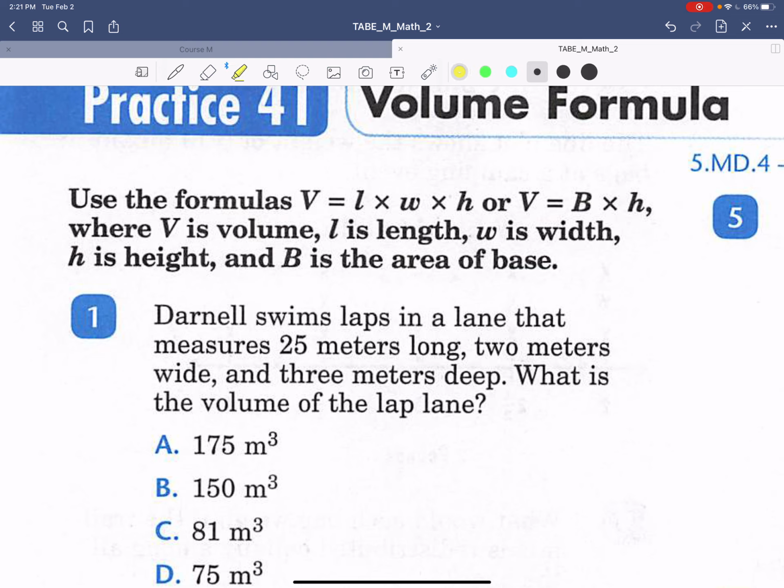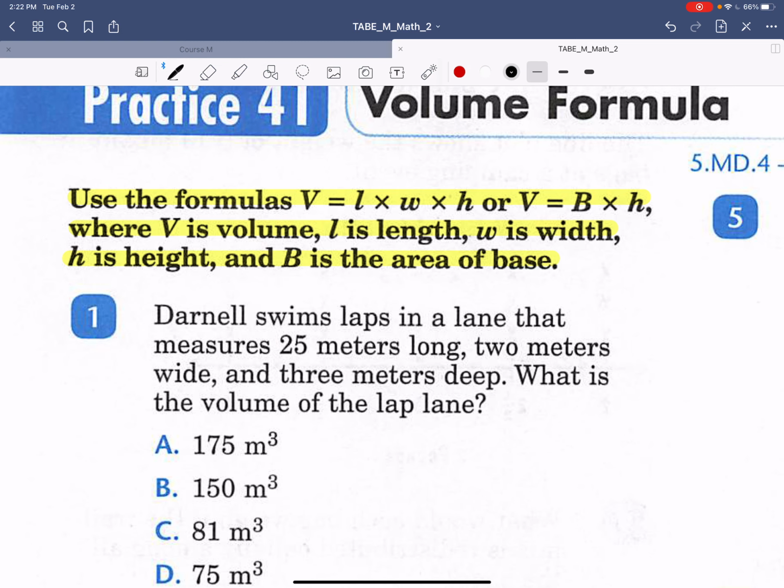It says to use the formulas where V is volume, L is length, W is width, H is height, and B is the area of the base. So we will be referring to these formulas.